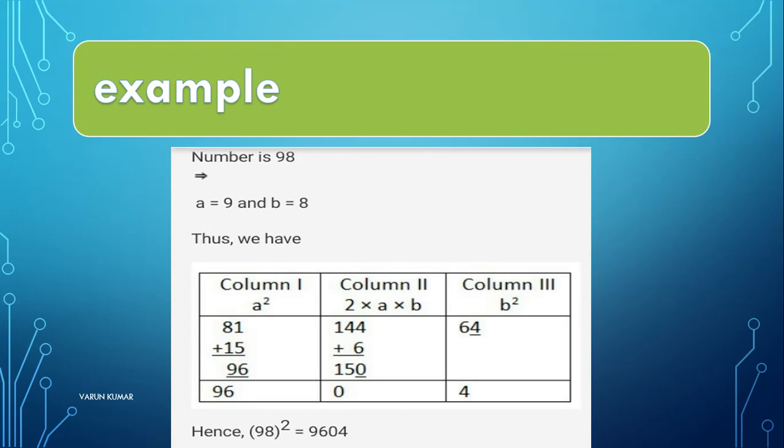In 64, we underline 4 and write down 4 in the lower section and take the 6 as a carry and add it to the second column as discussed in the working rule. When we add 6 in column 2, we get 150. Underline the 0 and put the 0 in the lower section and take 15 as a carry to column 1. In 81, we add 15, we get 96. Thus, our answer is 98 square equals 9604.